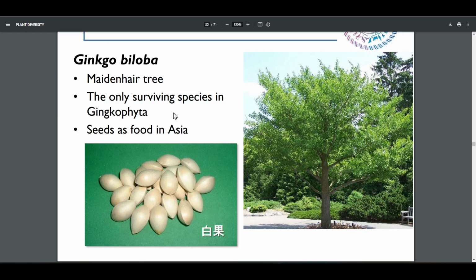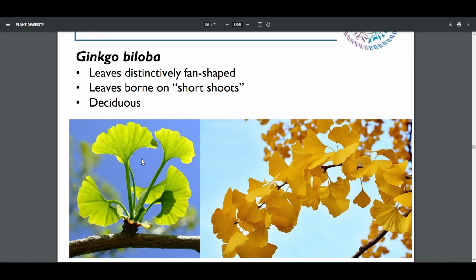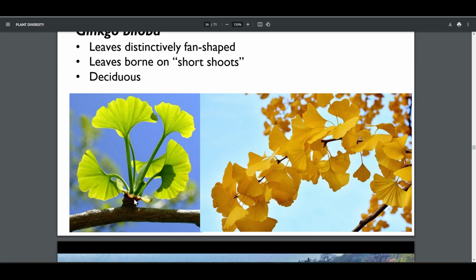So it's the only surviving species in ginkgophyta, and the seeds you might or might not have heard of when you go into a Chinese herbal shop or something. They're called baiguo. People make soup out of it. Okay, so the ginkgo leaves look like a fan. They grow on short shoots, and they're deciduous. This means that they are not evergreen. They will turn into other colors in maybe autumn or winter when the season gets dry and cold.